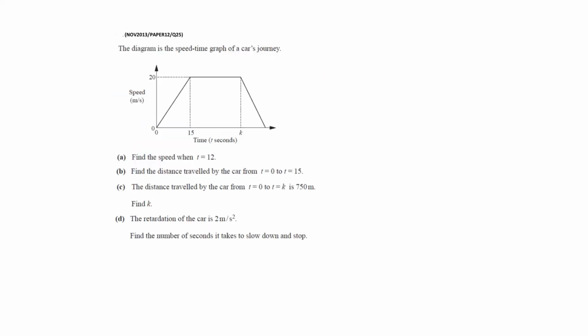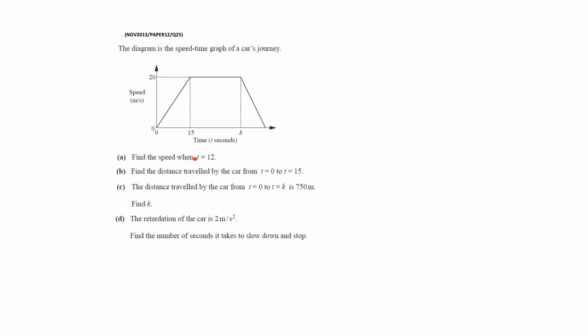In this question, we have been given a speed time graph for a car's journey. Let's try to understand what the graph represents. Since we have a straight line over here, this means that the car is accelerating uniformly, or moving with a constant acceleration, for the first 15 seconds and reaches a speed of 20. Then it travels with a constant speed of 20 till k seconds, and then the car is decelerating uniformly and comes to a stop at some time.